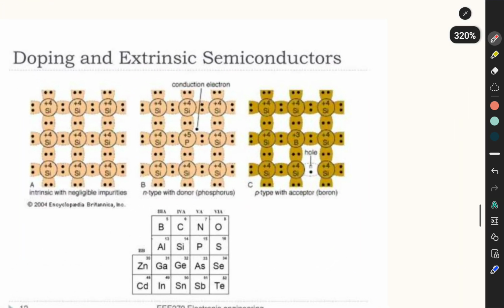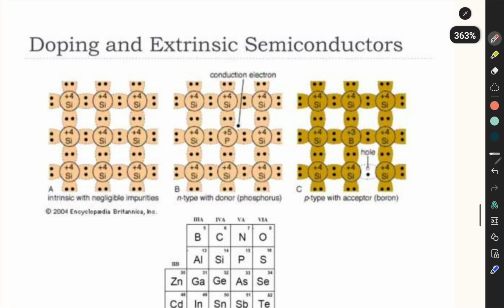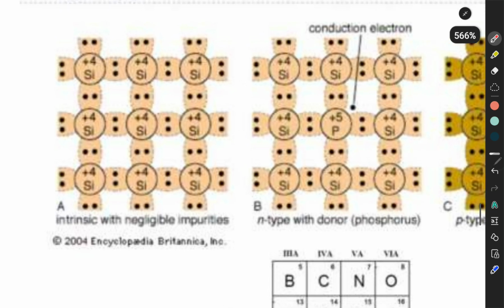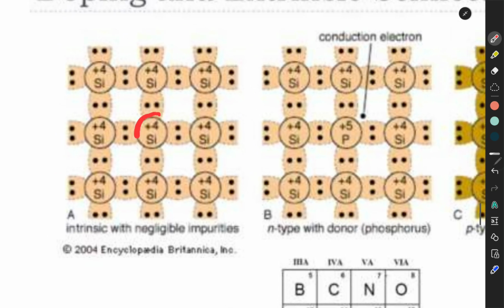So this is a pure form of semiconductor, where the silicon atom has neighboring atoms that are silicon only. It is a silicon crystal structure where only silicon atoms can be seen.